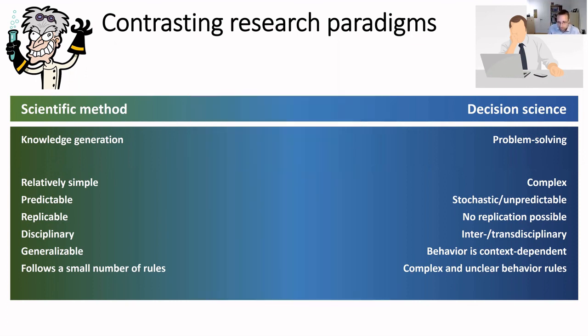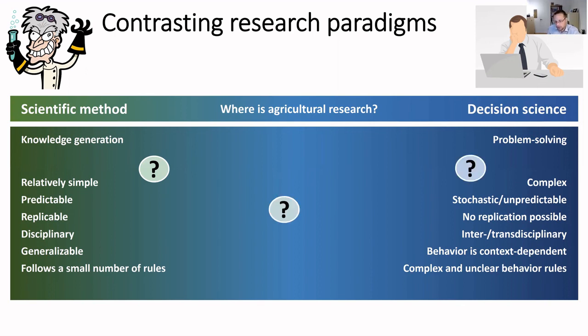Now, the question as an agricultural scientist, of course, is where are we with our agricultural research? Are we here on the scientific method side, somewhere in the middle, or are we possibly rather far over on the right in the decision science part of the spectrum? What is pretty clear is that our comfort zone, based on the training we received, I also received that training, of course, is here. We're very familiar with the scientific method. This is what we really excel at. This is what we can deal with.